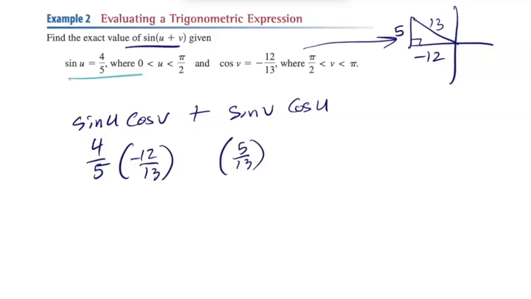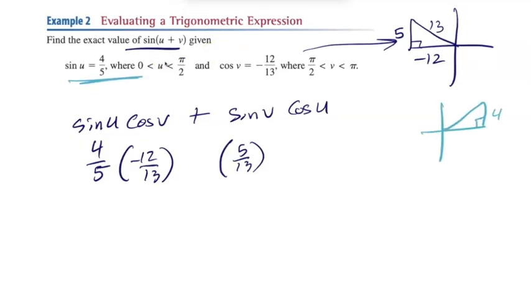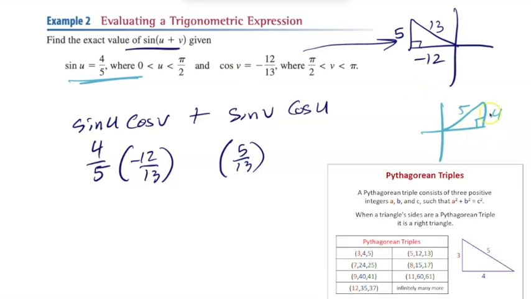Same thing with u here. I got to make a triangle for u. They tell us it's in quadrant 1, and sine is 4/5, 4 and 5. Also, luckily, that's a 3, 4, 5 triangle. Notice it's 3, and it's positive because you're going to the right. Cosine of u would be 3 over 5.